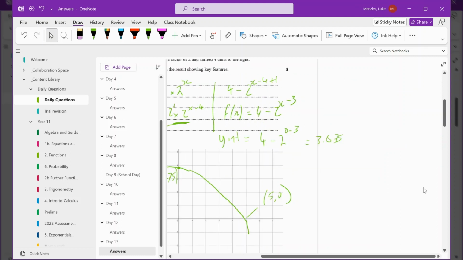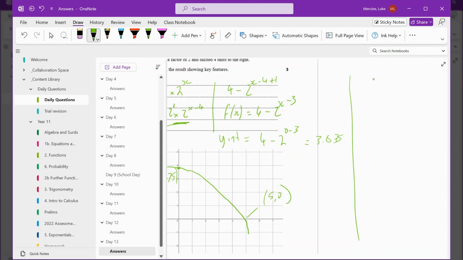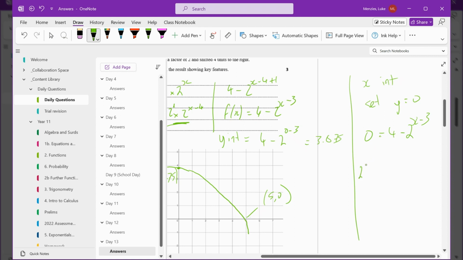How do you get the x-intercept? This one's a little bit of trickery. x-int, set y equal to 0, or f of x. So we're going to say 0 is equal to 4 minus 2 times 2 to the x minus 3. For me, I'd move the minus 2 times 2 to the x minus 3 over. So 2 to the x minus 3 is equal to 4.